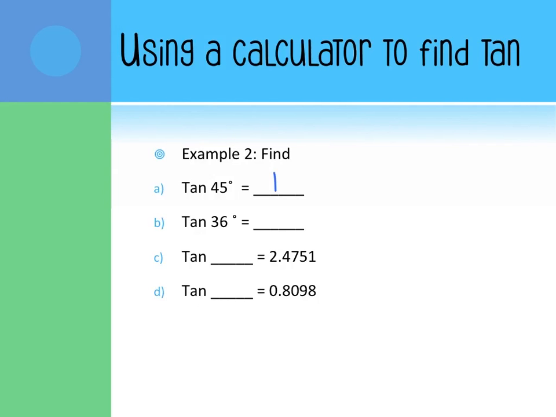If you are the other people, when you hit tan it does not appear first, then you will first type in the angle, so you will hit 45, and then you will hit tangent. The calculator on the iPad is like that. Now do tangent of 36, whichever way you need to do it. You should get 0.7265. So we're going to round this to 4 decimal places.